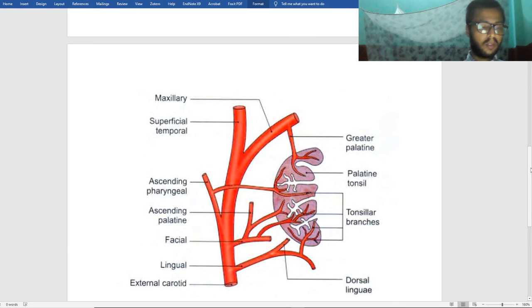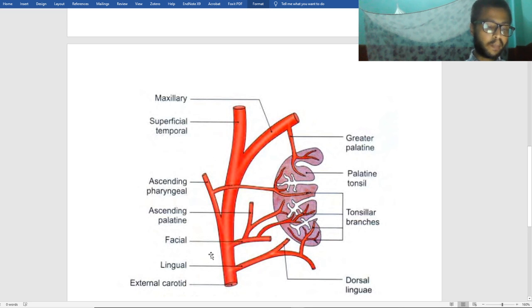You can see the main source is the tonsillar branch of the facial artery. This is the main source of blood supply, and additional sources are the ascending palatine branch of facial artery, dorsal lingual branches of the lingual artery, and the ascending pharyngeal branch of the external carotid artery. Here you can see this is the ascending pharyngeal branch.